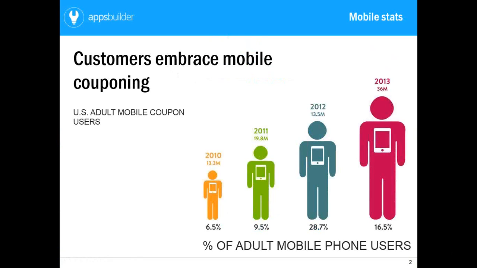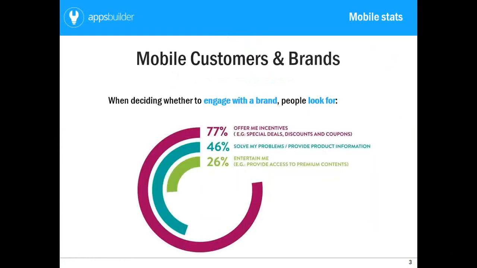Over the past 3 years, the number of people using mobile coupons has increased by almost 20%, with figures jumping from a little more than 13 million in 2010 to over 36 million in 2013, and these figures are definitely bound to rise. Moreover, if we look at mobile customers' behavior, it turns out that mobile coupons are one of the main factors influencing people to engage with a brand.